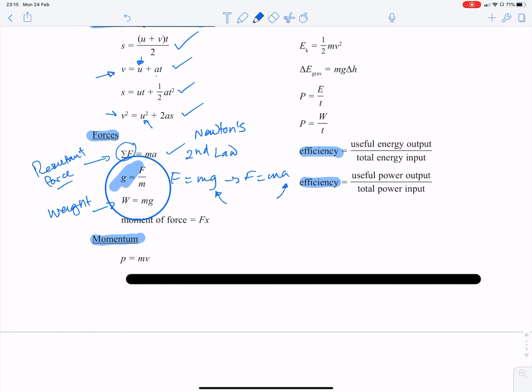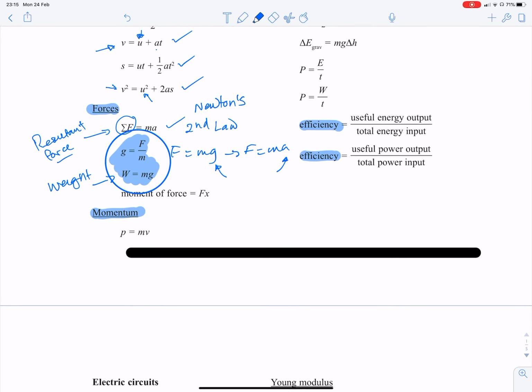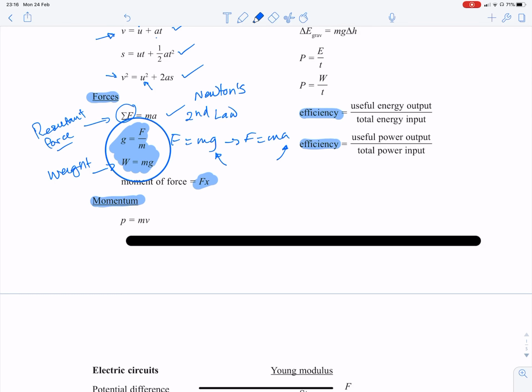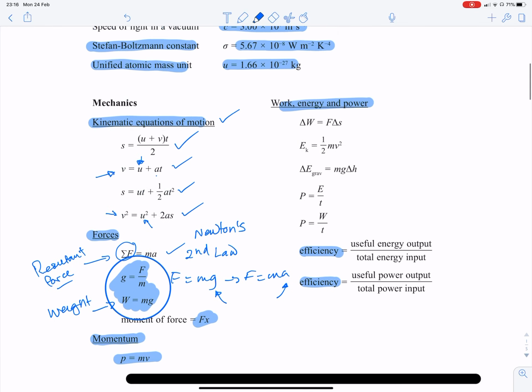Maybe just highlight it a little bit. And moment of a force is the force times the perpendicular distance from the direction of action of the force to the pivot. So moment of a force is Fx, where F is the force, x is the perpendicular distance. Momentum p is mass times velocity.